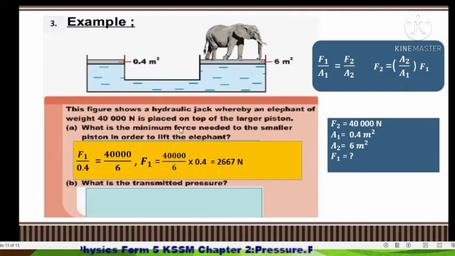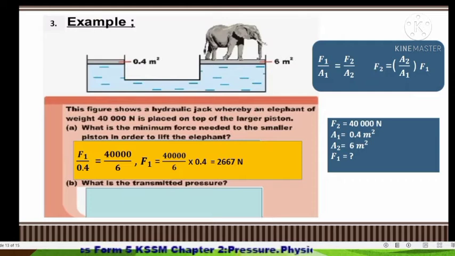Okay, so we just apply the Pascal formula. From here we get F1 over 0.4 equals 40,000 divided by 6. Thus we get F1 equals 2,667 Newton. So with this smaller value of force, it is able to lift up the 40,000 Newton elephant.